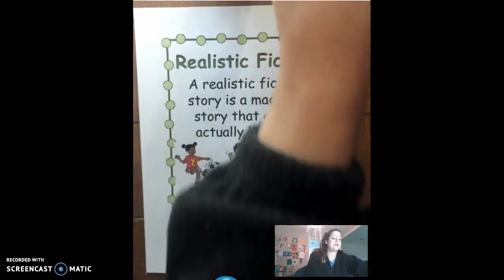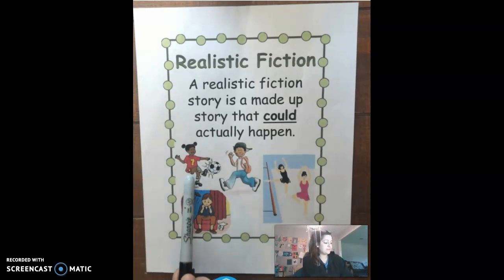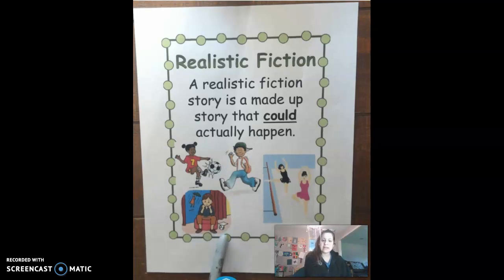So let's look at these pictures here. Get this stuff out of the way. We have a girl and a boy playing soccer. That could happen in real life. We have this boy, he's sad. It looks like he wants to play baseball, but it's raining outside. That could happen in real life. A ballet recital could happen in real life.